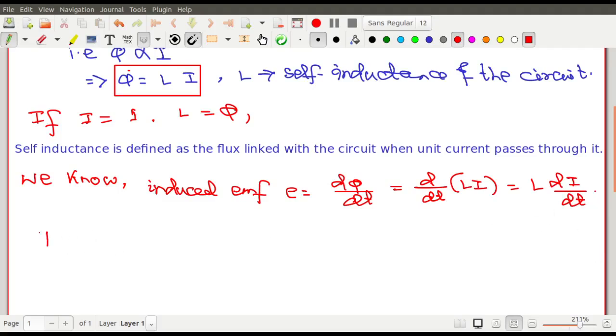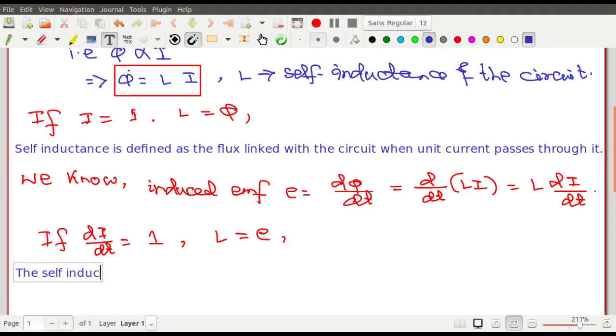Now here also if I do this, if di dt I put it to be 1, then L is equals to E. So another definition develops from here. What is the definition? So the self inductance can also be defined.